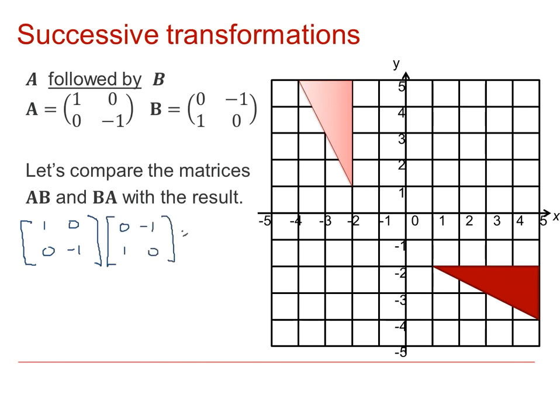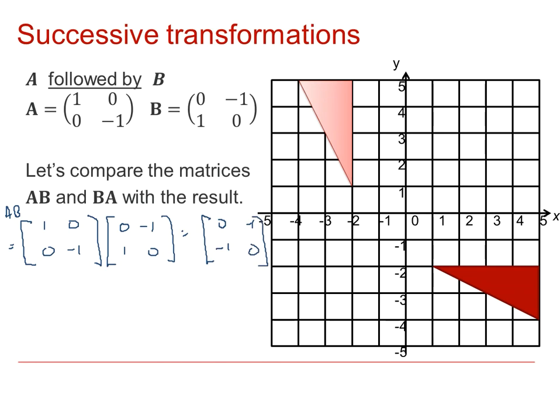And if you multiply those two together, A followed by B, in other words the matrices written in that order, AB, we get the following product, which is given by [0, -1; -1, 0].